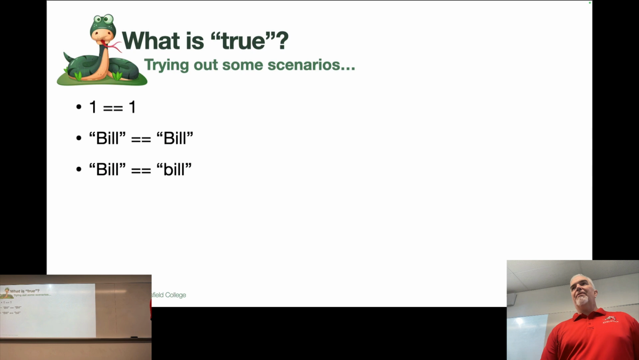The lowercase b makes them different. Those two strings are not the same. What about this? It's false, because a string cannot be the same as an integer.